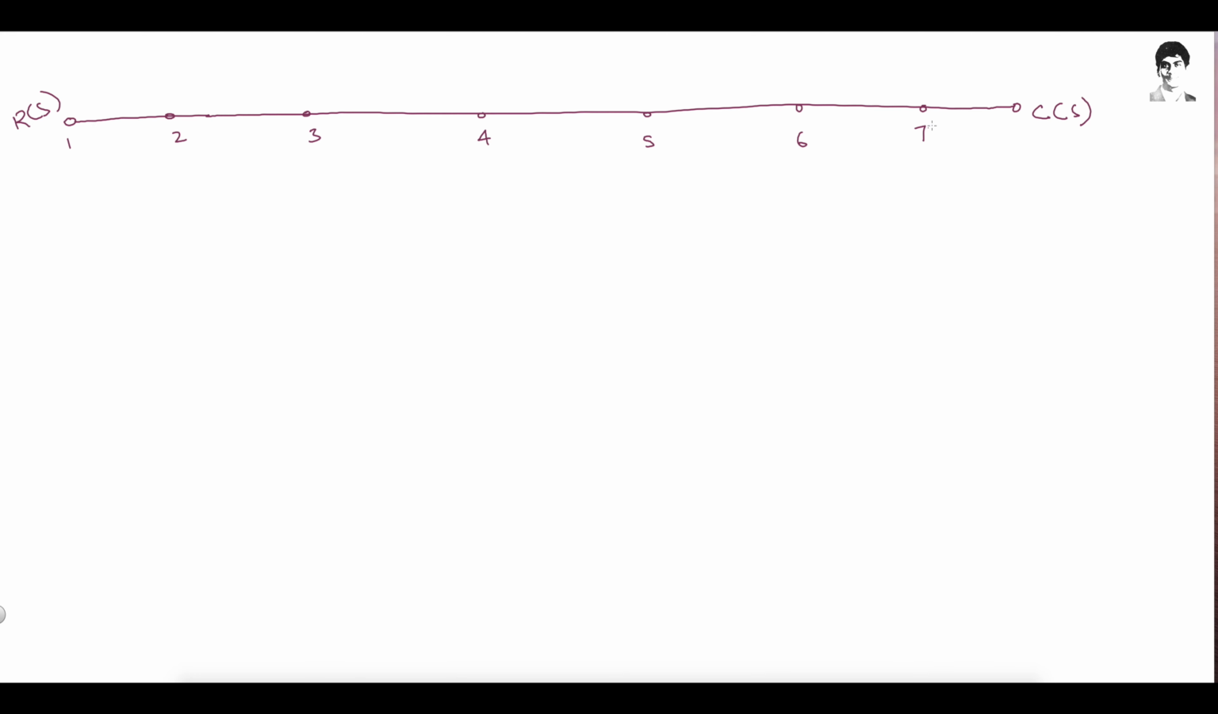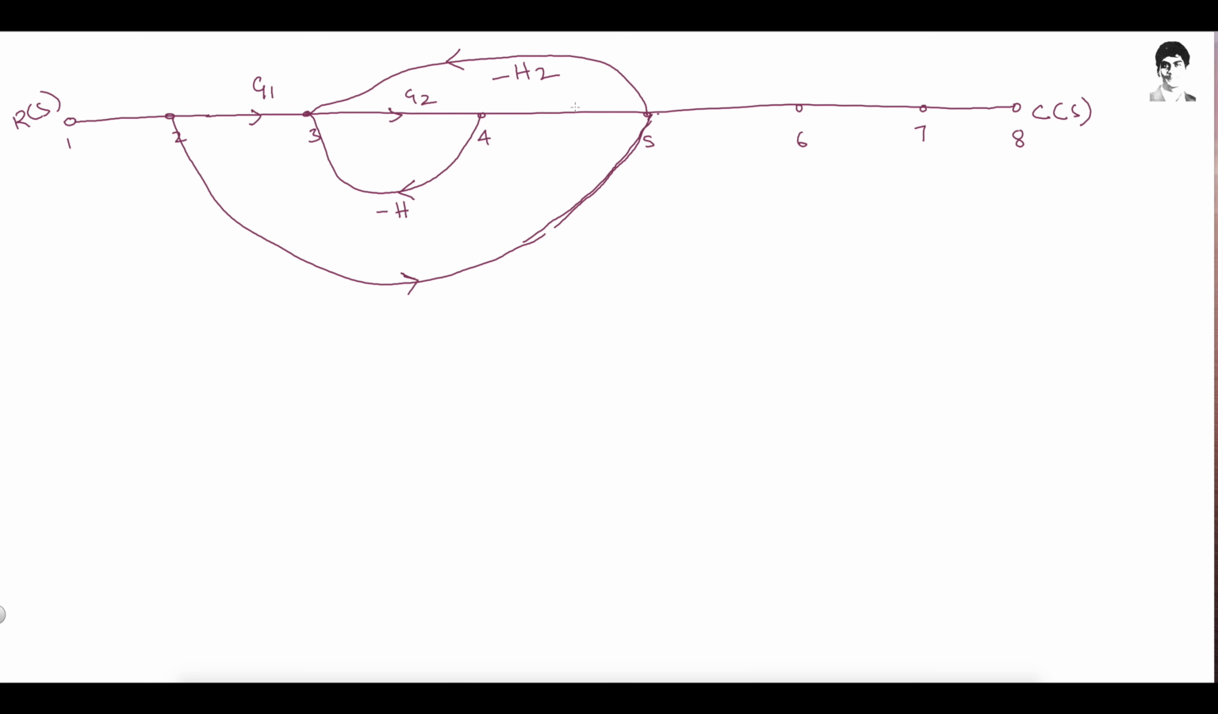So now let us say that we have one signal flow graph. We have the input R of S and we have the output C of S. How many nodes shall we give it? Let me write down the formula again for you: 1 by delta, summation of Pk delta k, where k goes from 1 to n. So first things first, Pk. How many forward paths here?